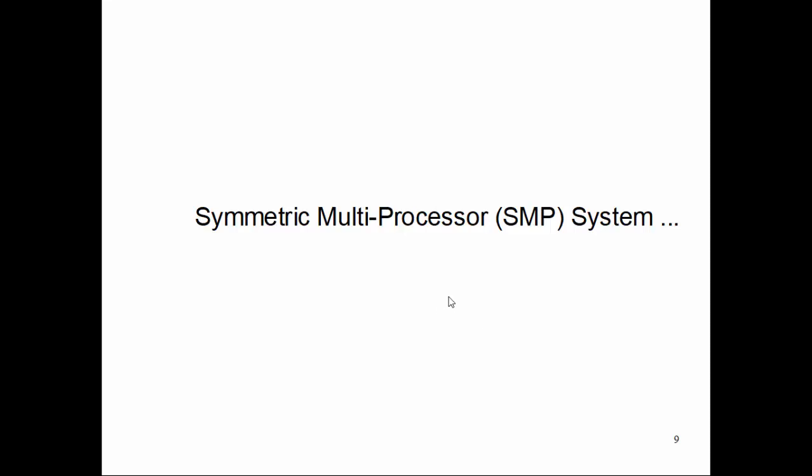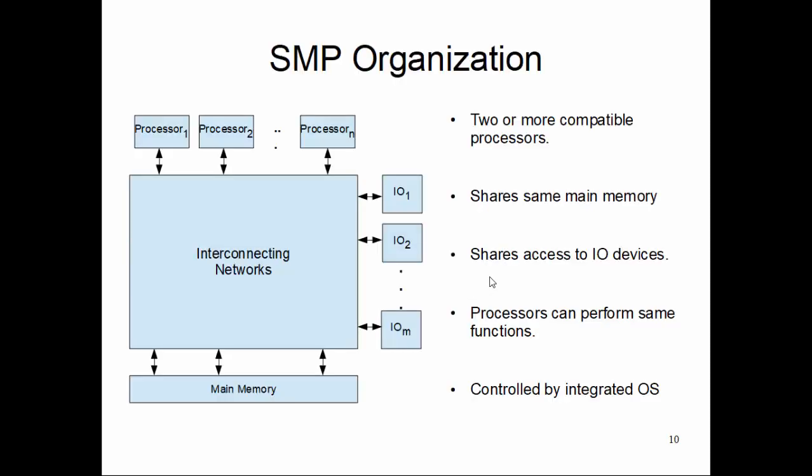Now let's review the symmetric multiprocessor systems, or SMP in short. This system has a couple of characteristics. It has two or more compatible processors in the system. Like if you open up this computer box, on the motherboard you will find multiple processors on that board. Okay, two or more.